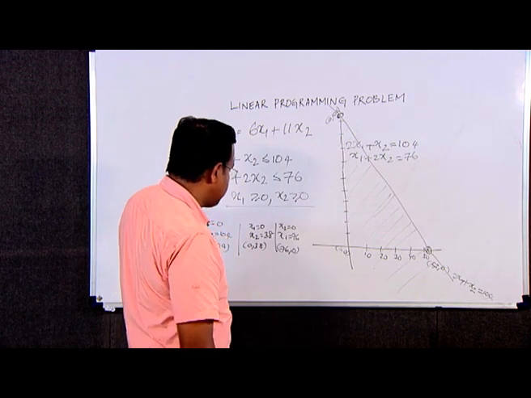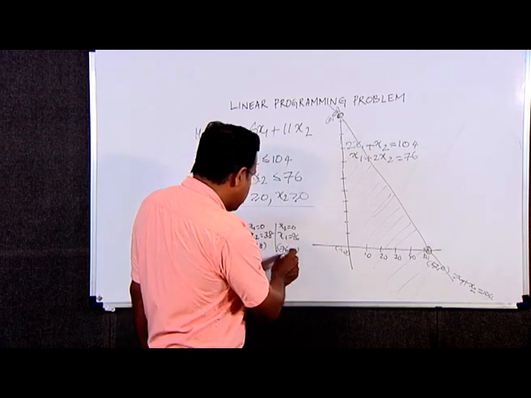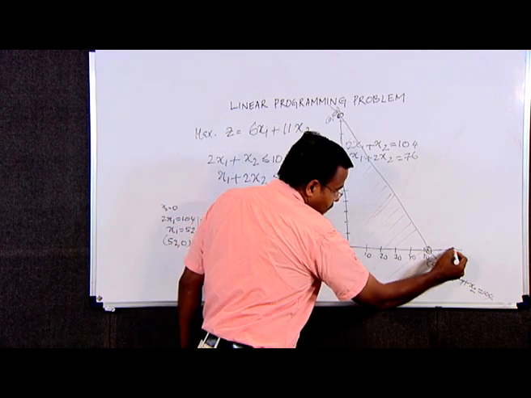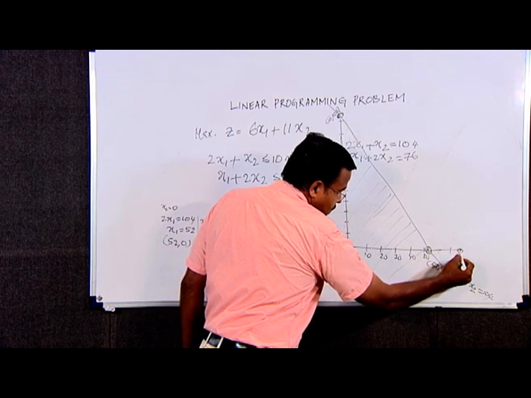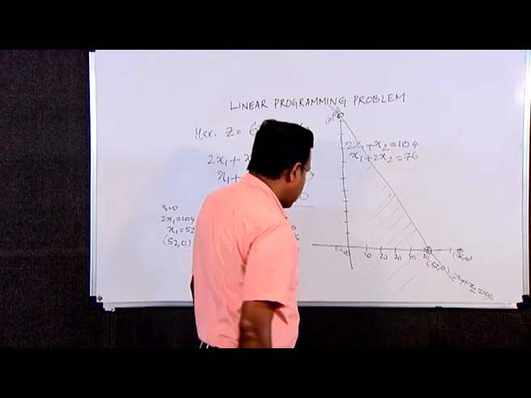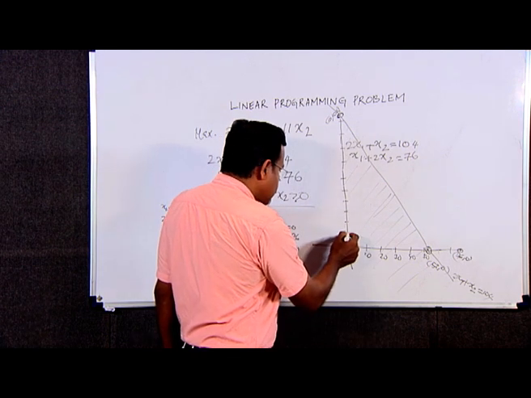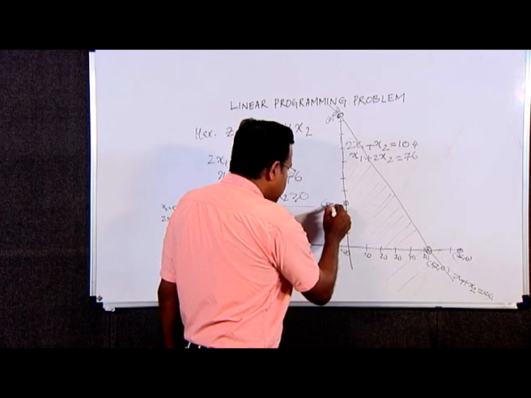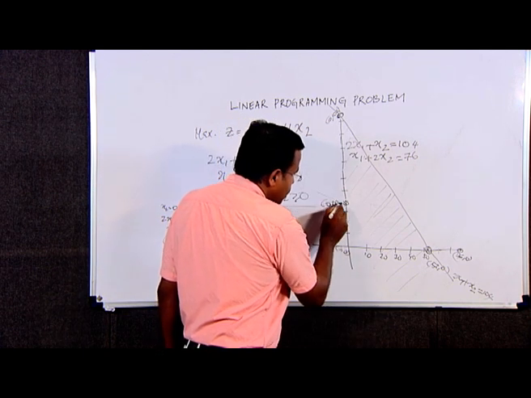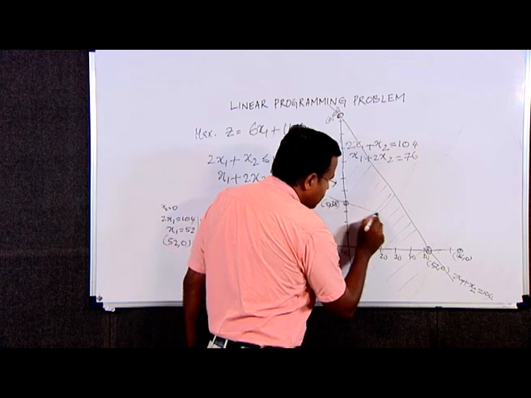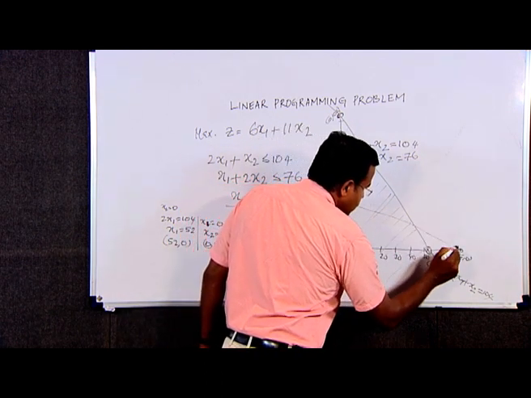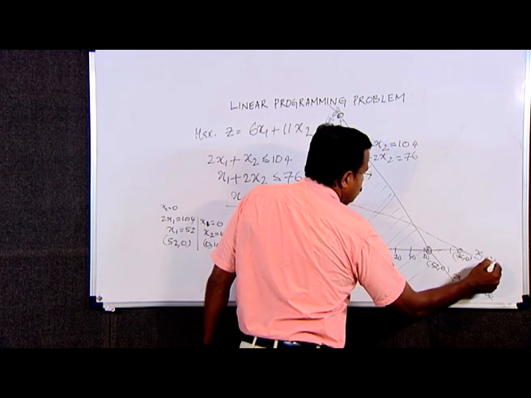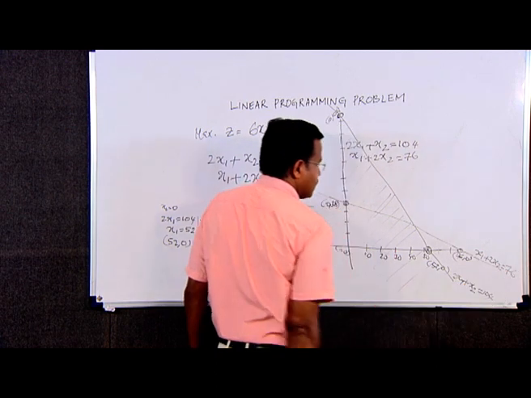So, on this graph we are plotting these 2 points (76, 0) and (0, 38). 50, 60, 70, somewhere here (76, 0). And next is (0, 38): 0, 10, 20, 30, 38, somewhere here (0, 38). So, joining these 2 points (0, 38) and (76, 0), we get the straight line x1 plus 2x2 equal to 76.